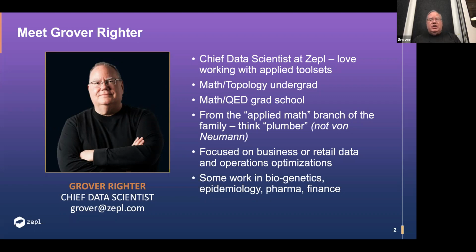I've done some significant work in biogenetics for Genentech. I've done work in epidemiology. I'm doing some work in epidemiology right now, as are a lot of data scientists. I've worked in pharma, finance, but it comes back to the business domain data. And so I'll use some references from business domain data today.